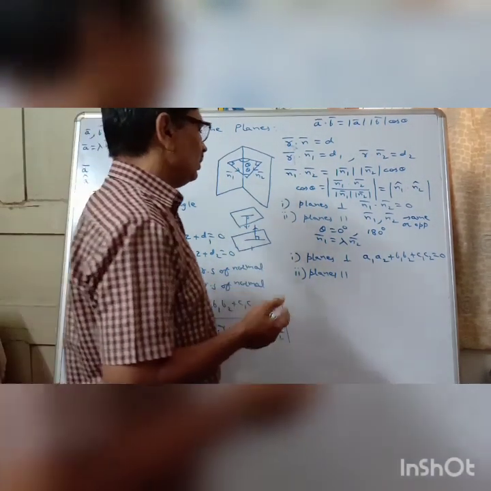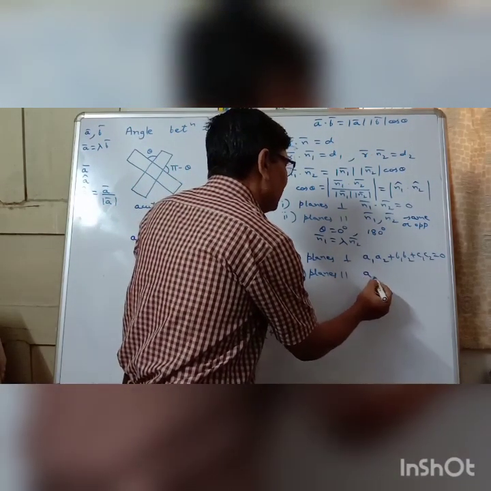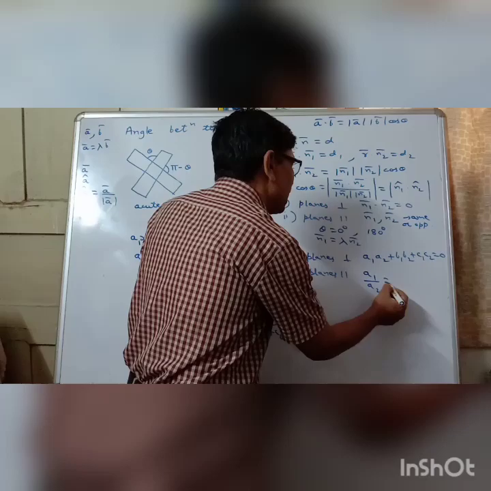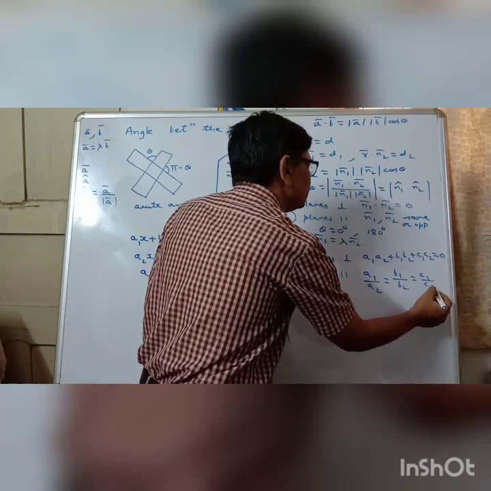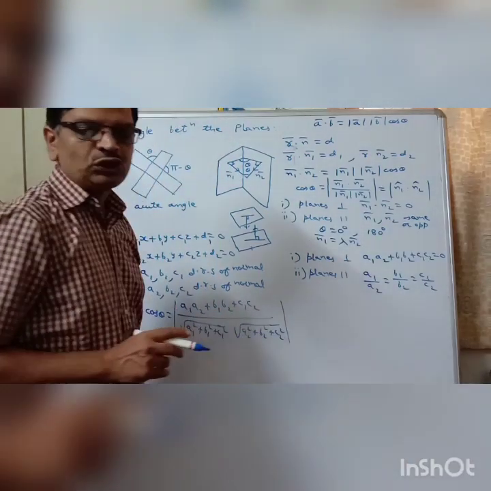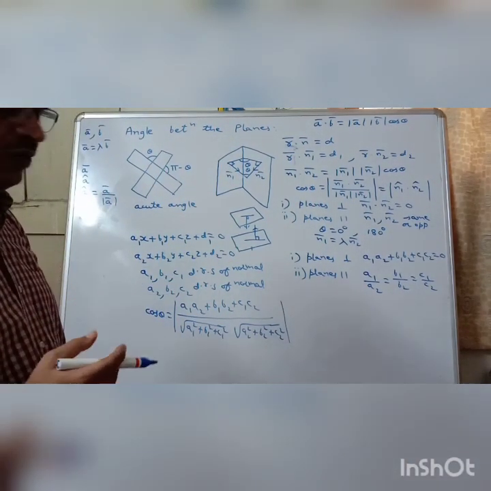When normals are parallel, then the direction ratios are proportional. The ratios of direction ratios are equal.